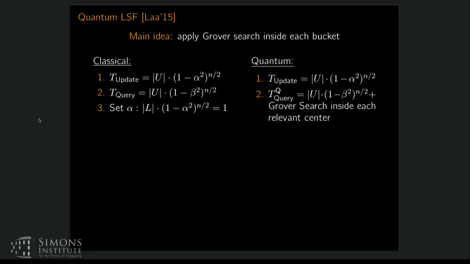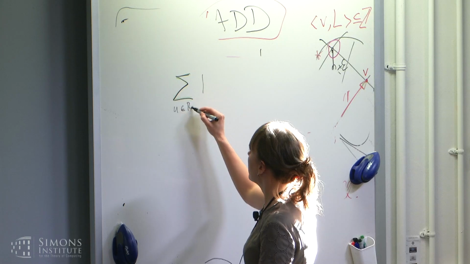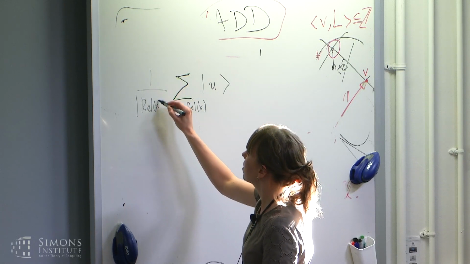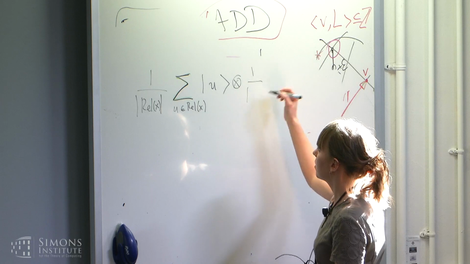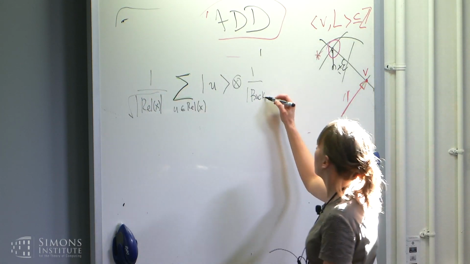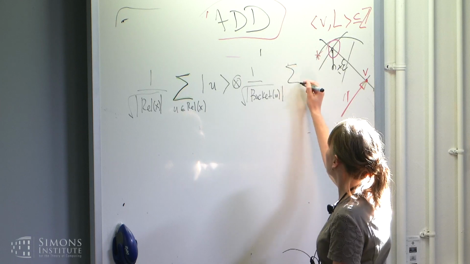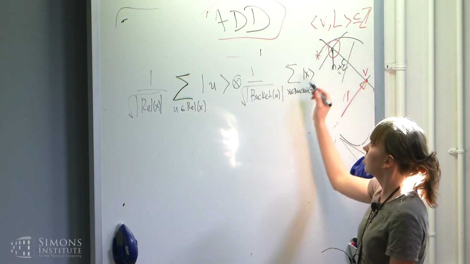So first I'm going to make a superposition over all buckets. Let's say centers which are relevant to my X. I'm going to query all of those, basically, let's say the size of the bucket. I should put square roots everywhere, by the way. Bucket U. What is the size of the bucket U? Times the X from this bucket. And then I do the Grover search over that.